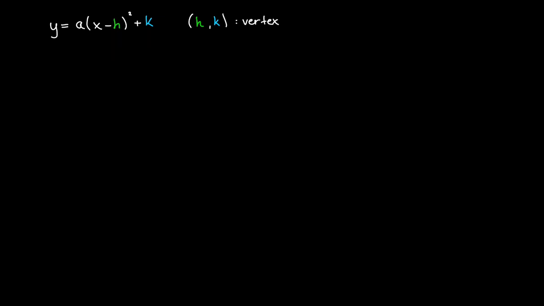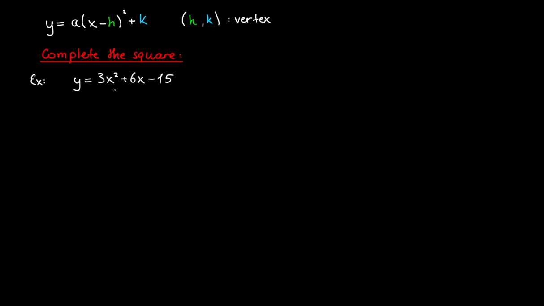We can arrive at the vertex form of any quadratic function using a method called completing the square. You may have heard of it before or even done it. However, just as a refresher, I will show you an example. First of all, when completing the square, the leading coefficient of x squared must be 1. So that means the first step that we have to take is to factor 3 outside of the parentheses.